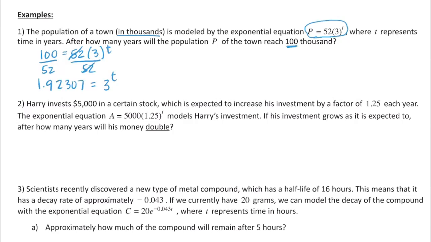You could also keep it as a log or keep it as a fraction. You could do that too. So you could keep it as 100 over 52, like this. And that's fine. And then you don't have to use your calculator yet. Either way is fine. And now we're going to change to logs. So this will be log base 3 of 100 divided by 52. And then you'll use change of base.